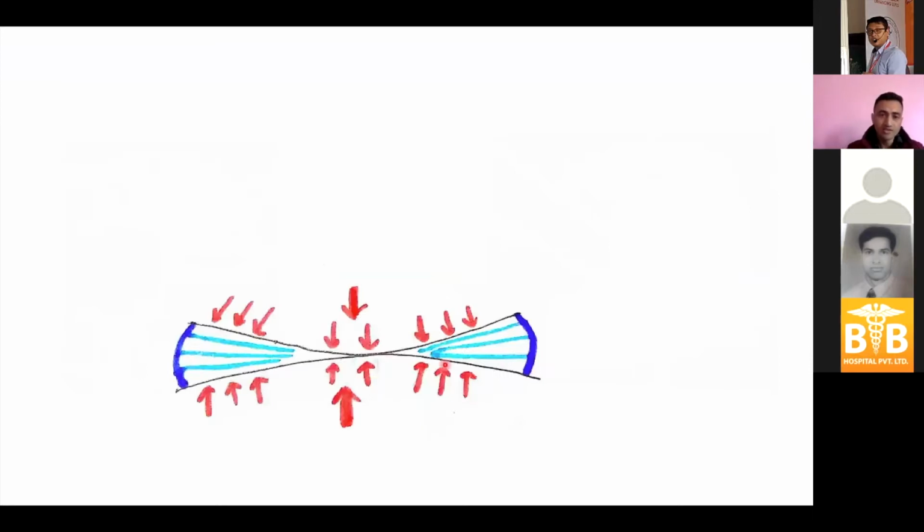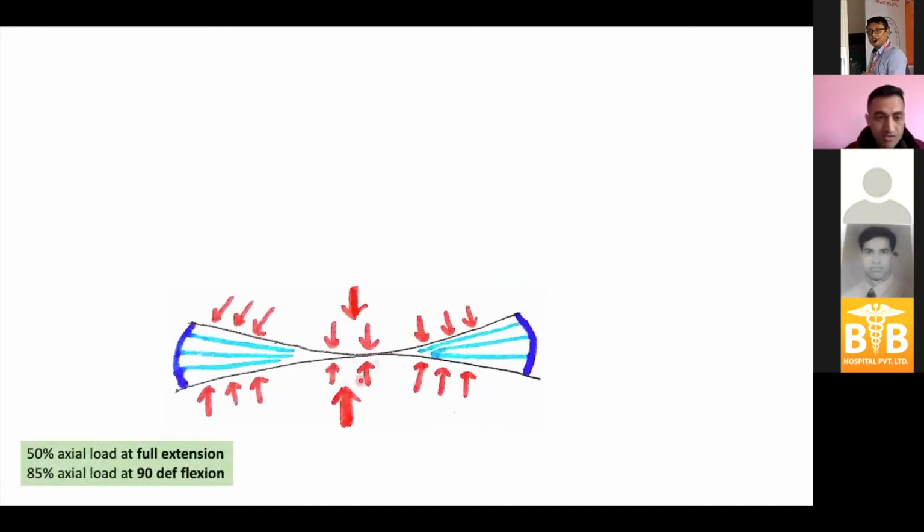When an individual stands up, bears weight, then the weight is transmitted not only to the cartilages, but also to the menisci. This is the menisci. So these equally are going to bear weight. So much so that 50% of the axial load gets transmitted to the menisci. So these are very important at full extension. While at 90 degrees of flexion, 85% of the axial load is transmitted through the meniscus.